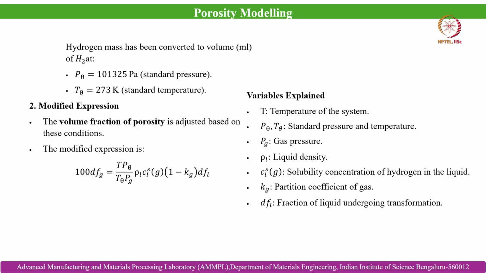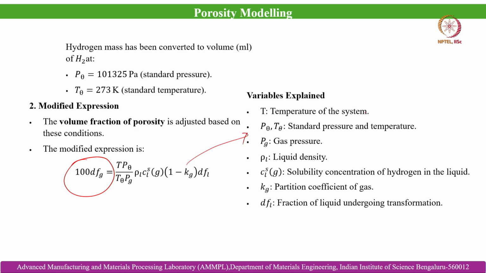So, then the expression becomes like this: 100 dFg is equal to (T P theta)/(T theta Pg) rho L CLSG (1 minus kg) dFL. So, this is how we can get the modified expression, and from here we can calculate the dFg and thereby the Fg, that means the mass fraction of gas porosity within the solidifying mush.